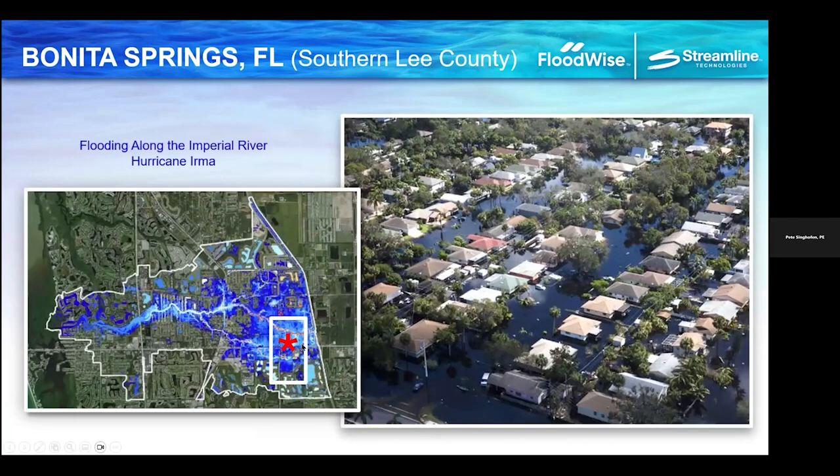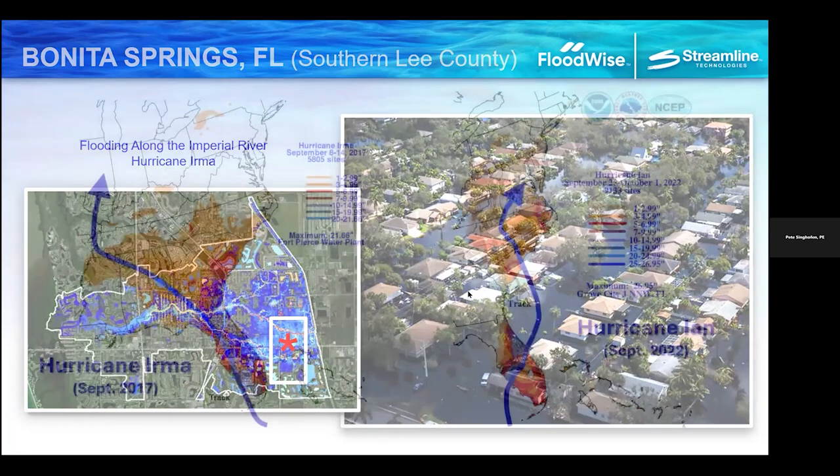So this is the Imperial River through the city of Bonita Springs. And the blue shaded area is how it was inundated during Hurricane Irma. And this was the result here. Well, quite a bit of flooding, and it lasted a pretty long time, several weeks.